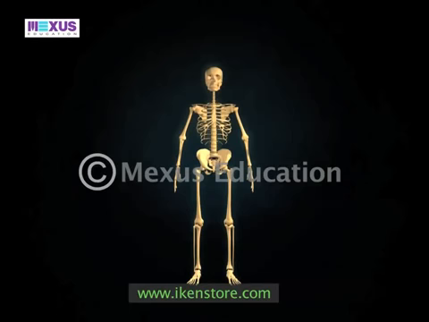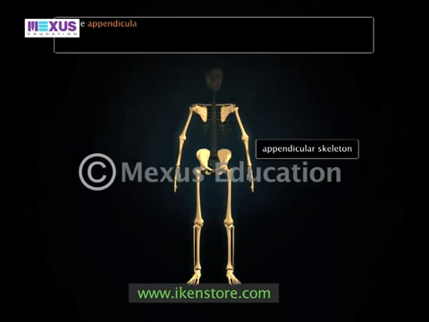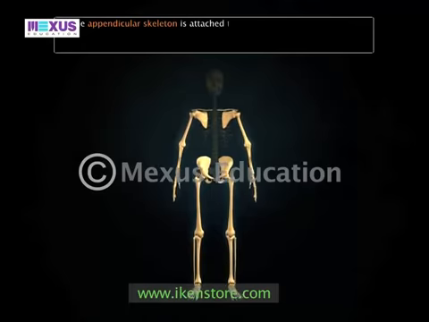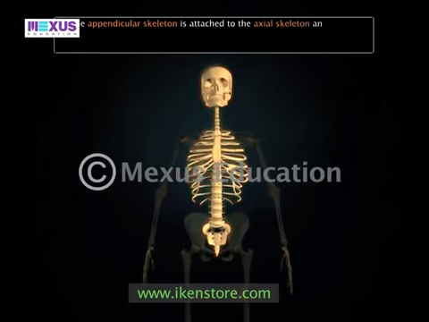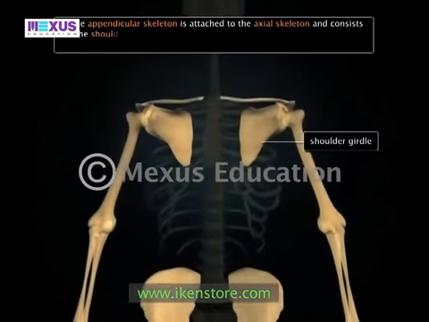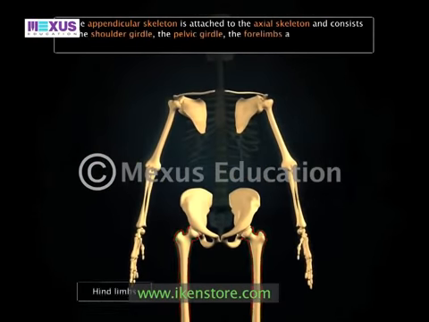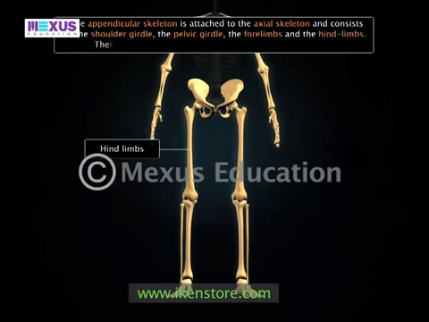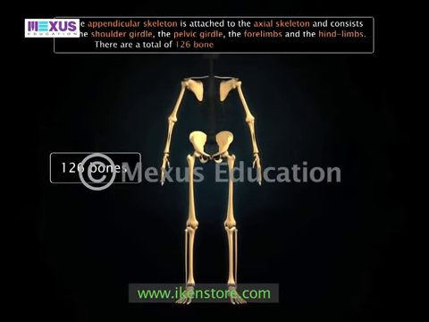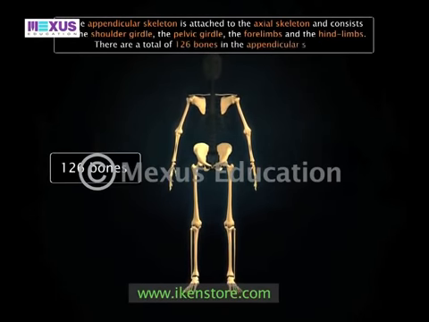Let us take a look at the appendicular skeleton. It is attached to the axial skeleton and consists of the shoulder girdle, the pelvic girdle, the forelimbs, and the hind limbs. There are a total of 126 bones in the appendicular skeleton.